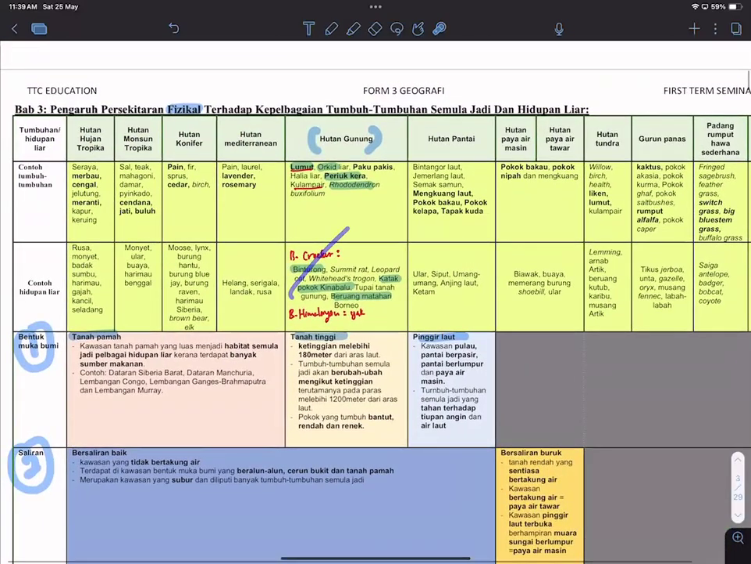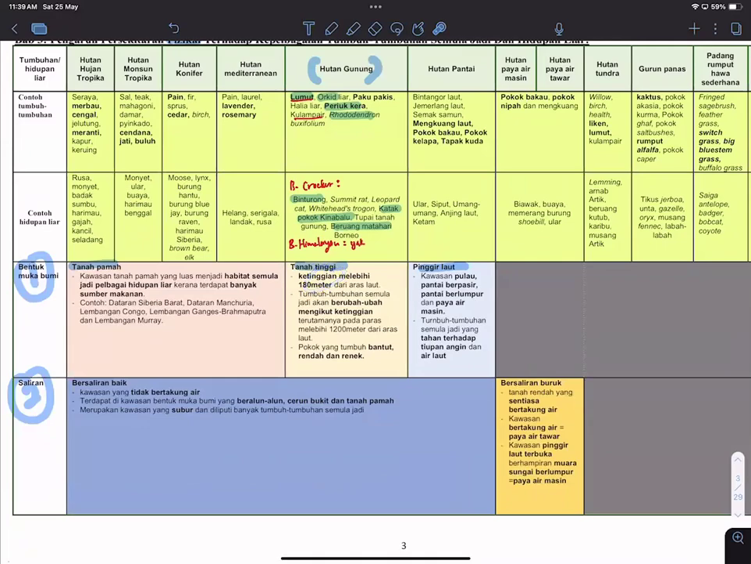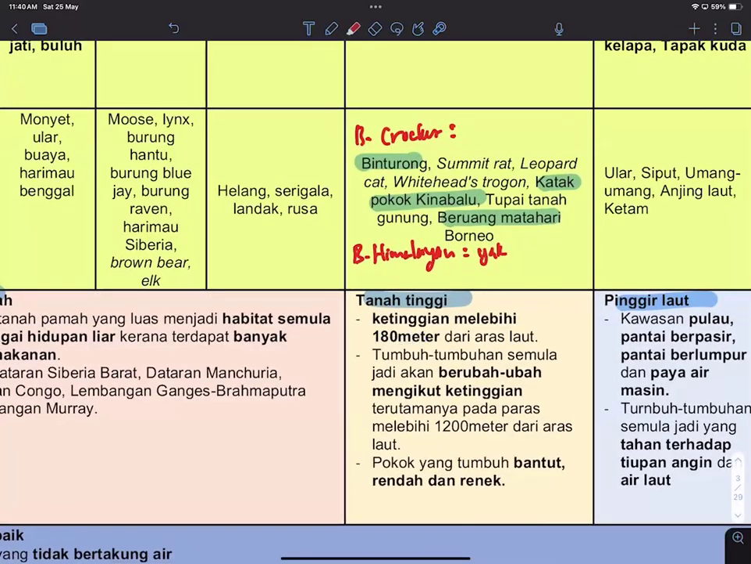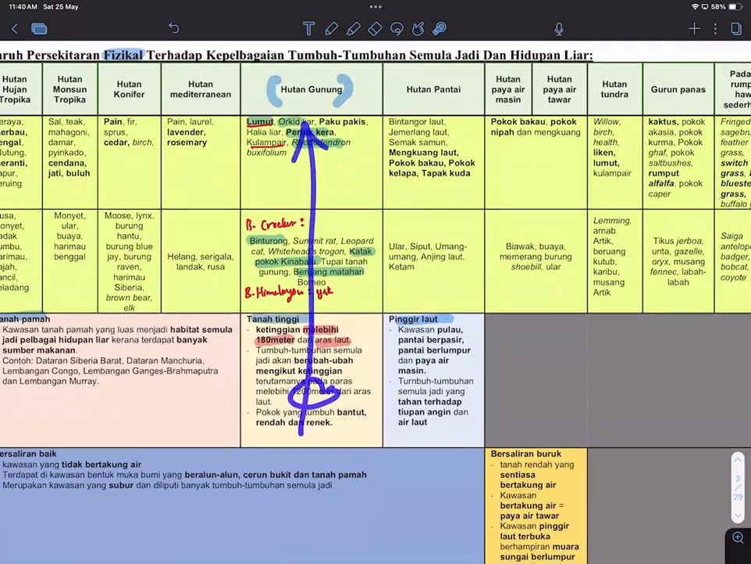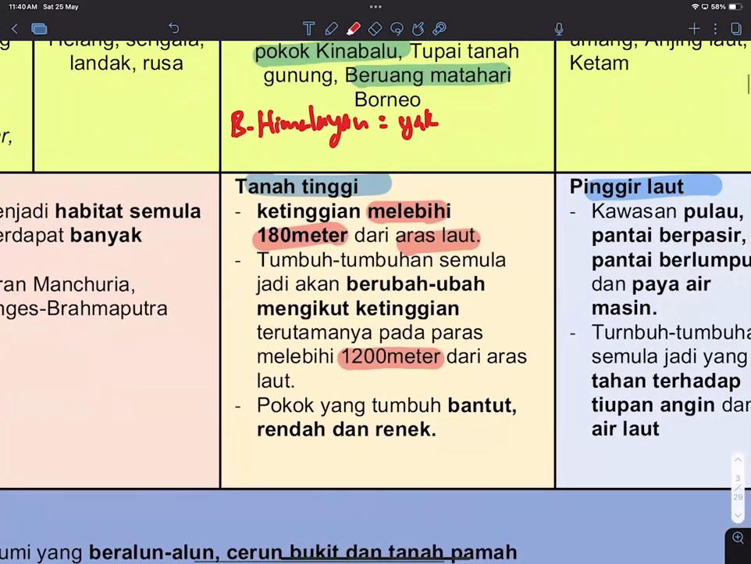Okay, time for the hutan gunung. Other than the tanah tinggi, remember tanah tinggi is more than 180 meters, melebihi 180 meters from the aras laut, right? So our tanah tinggi for the hutan gunung is definitely higher than 1,200 meters. So that's why all is tanah tinggi for the hutan gunung. Always tanah tinggi. Okay, that's why the 1,200 meters is according to the height, the plants are getting shorter. The higher the altitude, the shorter the plants. So that's why we are not using BRR. We are trying to memorize pantut, rendah, rene using the alphabet: rendah first, pantut, and then rene later, RVR.